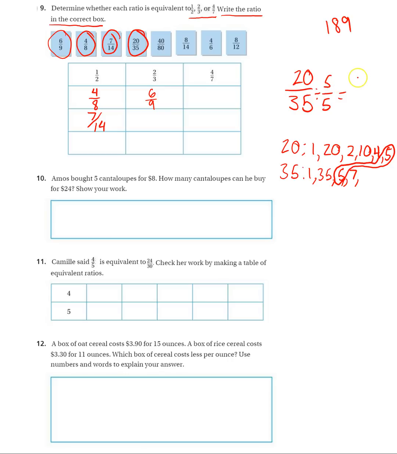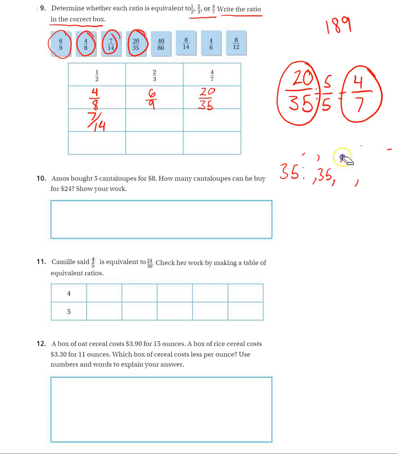20 divided by 5 is 4. 35 divided by 5 is 7. So 20/35 is equivalent to 4/7. So I write 20/35 under 4/7. All right. So again, that's the process. That's how you solve these problems.